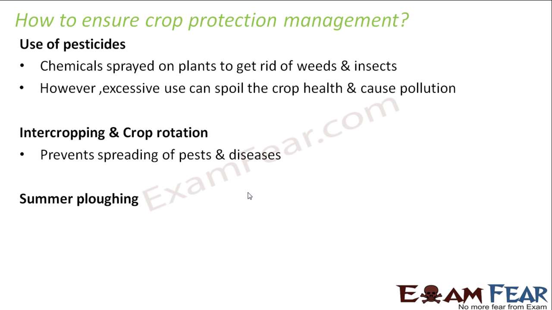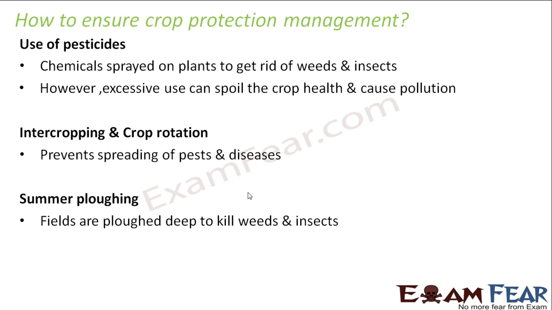Summer ploughing. How does summer ploughing help? Fields are plowed deep to kill weeds and insects, because there are so many insects and weeds which reside inside the soil or even inside the plants. So when we plow the field thoroughly, the insects or the weeds which are present under the soil are killed. So that way also we can protect the crops from weeds and insects. So these are some of the ways which we can implement to ensure crop protection management.